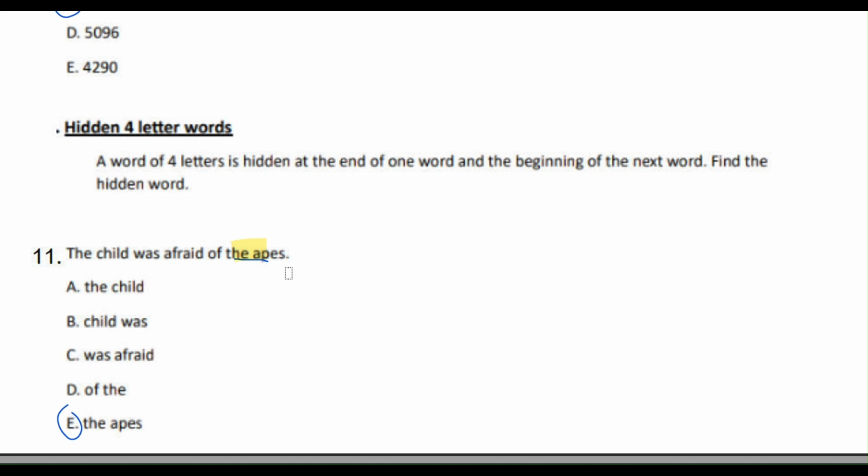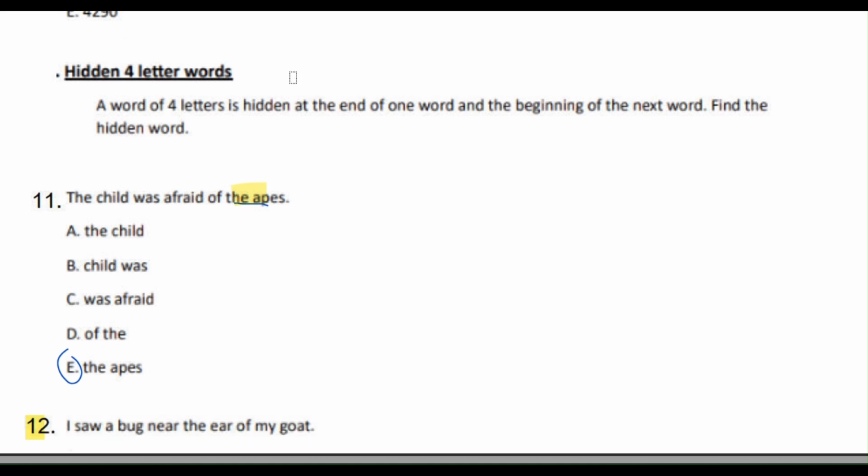The rule here is that the hidden word is made from the end of one word and the beginning of the next. None of the other pairs make a real word this way. The apes works like this. Take the last 2 letters from the, which are H and E, and the first 2 letters from apes, which are A and P. Put them together and you get heap.